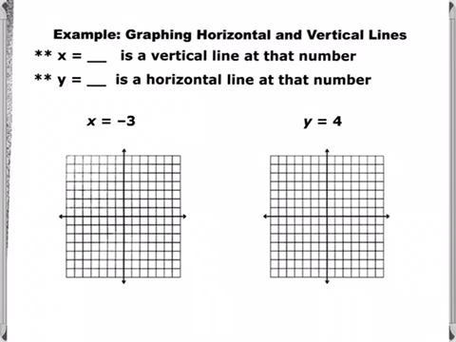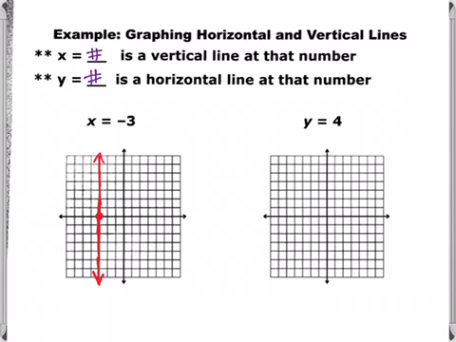Now we're going to talk about graphing horizontal and vertical lines. Anytime you have an equation where it's x equals some number, this is representative of a vertical line at that number. On the other hand, y equals just the number is a horizontal line at that number. So in this first example, we have x equals negative 3. So if we go to negative 3 on the x-axis, we can put a point here. But what we need to remember is x equals a number is a vertical line at that number. So we have a vertical line defined for all values of x equals negative 3. So this is our vertical line equation, or vertical line graph.